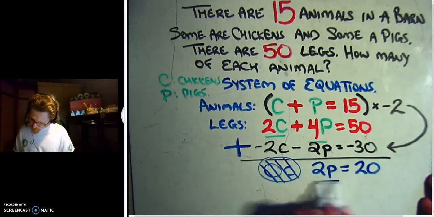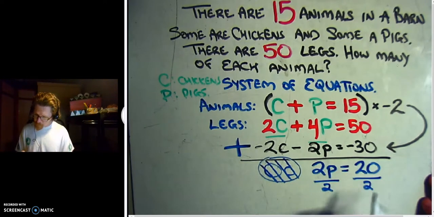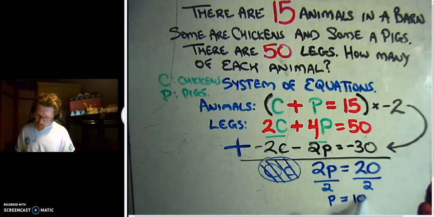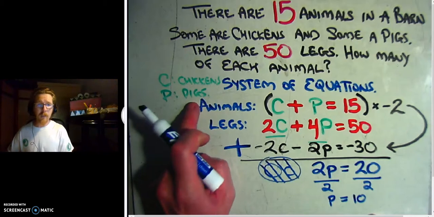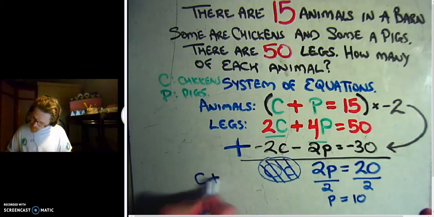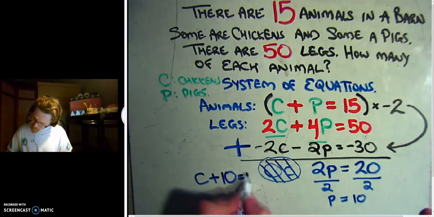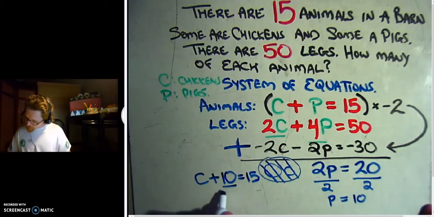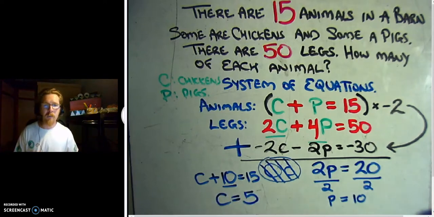Now, solving for p, I'm going to divide by 2 on both sides, use the division property of equality, and it turns out that p is equal to 10. So this tells me that p, the number of pigs, is 10. I have 10 pigs. So I need to figure out the number of chickens. I can go back to my equation about animals, and if I know that the number of chickens plus the number of pigs equals 15, I can say there are 10 pigs and subtract 10 on both sides, and I know that that means there are 5 chickens.